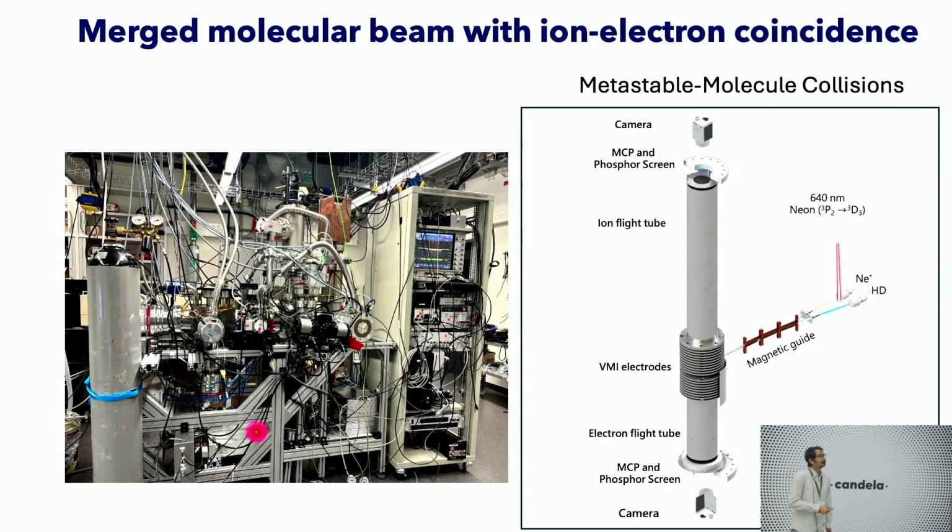Okay, so this is our setup, a sort of tabletop setup. It does not take much real estate. We have the same magnetic guide, and for detecting our products, we detect them in coincidence. We have a velocity map imaging detector for the ion side, and also a velocity map imaging detector for the electron side as well. So we map both the electrons and ions in coincidence.